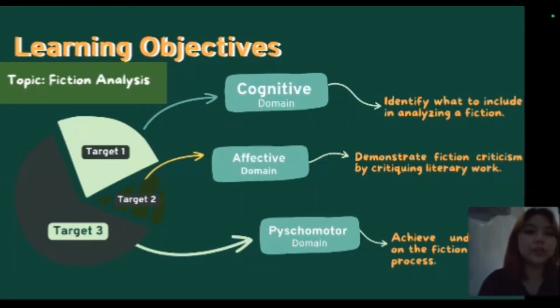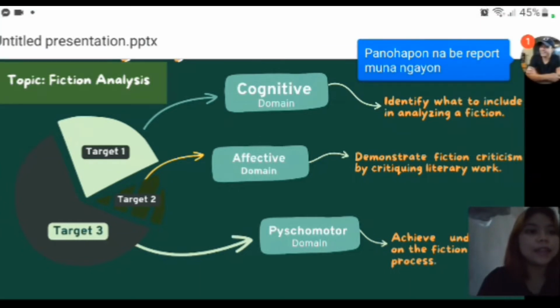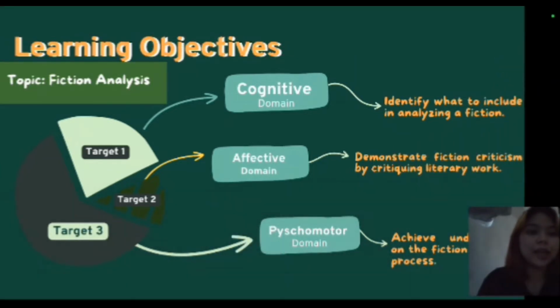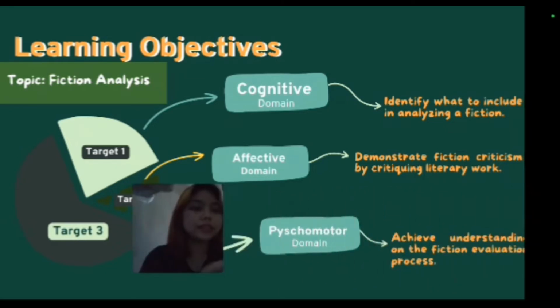Now, of course, we have targeted the three domains that are very important in our learning objectives. The first one is the cognitive part: identify what to include in analyzing fiction. In the affective domain, it is to demonstrate fiction criticism by critiquing a literary work. And in the psychomotor domain, it is to achieve understanding of the fiction evaluation process.